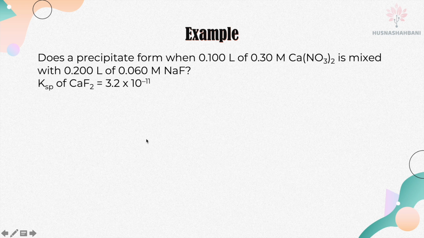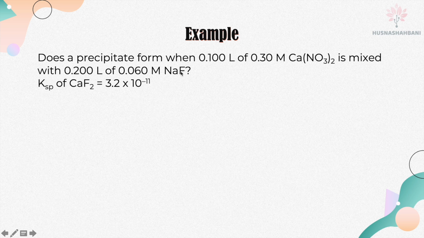For example, does a precipitate form when 0.1 liter of 0.3 molar calcium nitrate is mixed with 0.2 liter of 0.06 molar sodium fluoride? Given KSP of calcium fluoride is 3.2 times 10 to the power of negative 11. So given the KSP value for CaF2, the information given is Ca(NO3)2 and NaF.